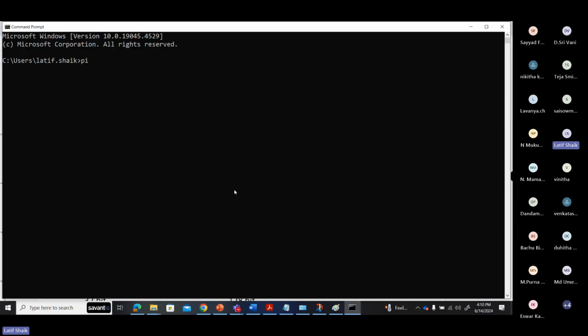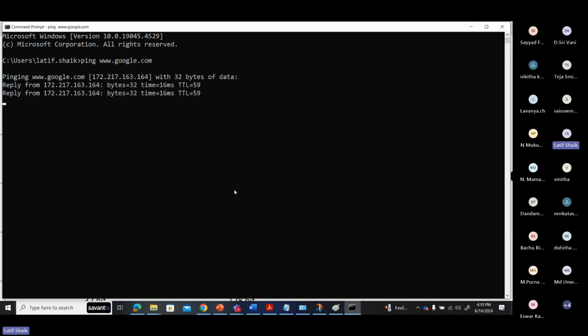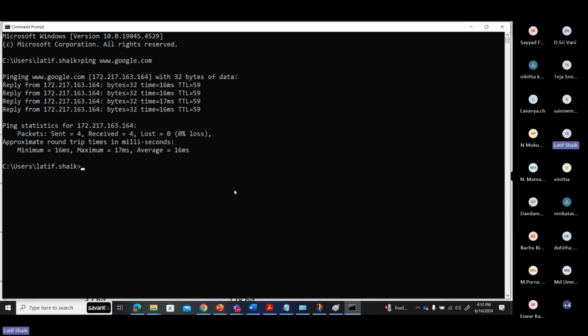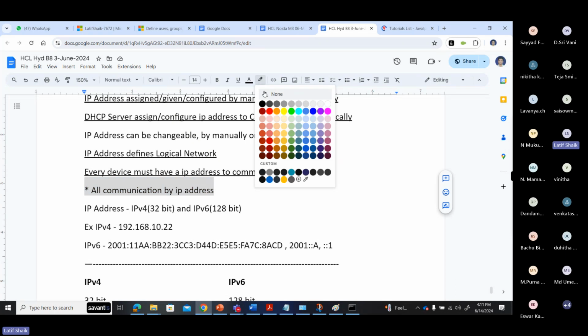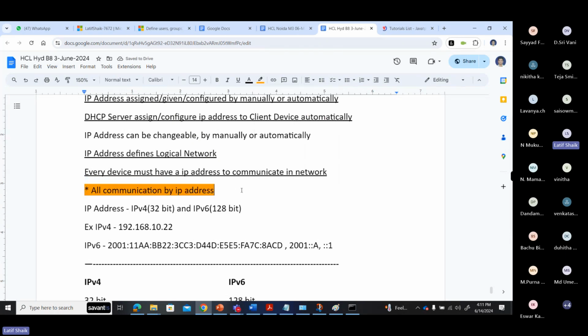If you look here, when I'm trying to ping the www.google.com server, I first get an IP address, then with that IP address I'm communicating. A DNS server gives the IP address of www.google.com. Once I know the IP address of google.com, then I communicate. So all communication is by IP address only.